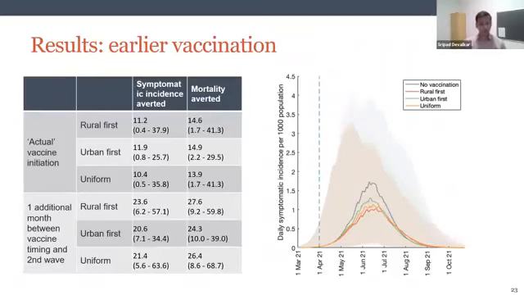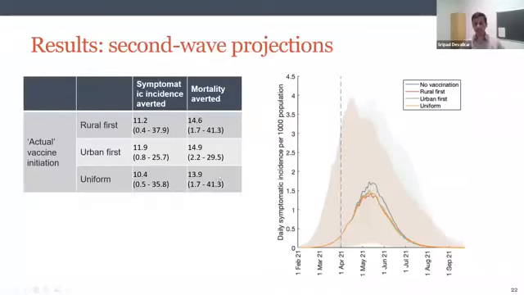What we model as a counterfactual is, what if the vaccination happened earlier compared to when the second wave occurred? So we don't change the actual date of vaccination, but what we model is a delayed onset of the second wave. If I think about the actual scenario, the time between when the peak of the second wave was versus when the vaccination began is about 1.5 months.